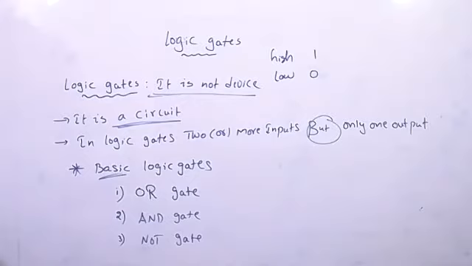Okay. Now tell me, is a logic gate a device? It's a circuit, okay? So for logic gates, how many inputs can we give? Two or more inputs. But what output will you get? Only one output. Output is always one. So how is it possible? If you want to know, come on.